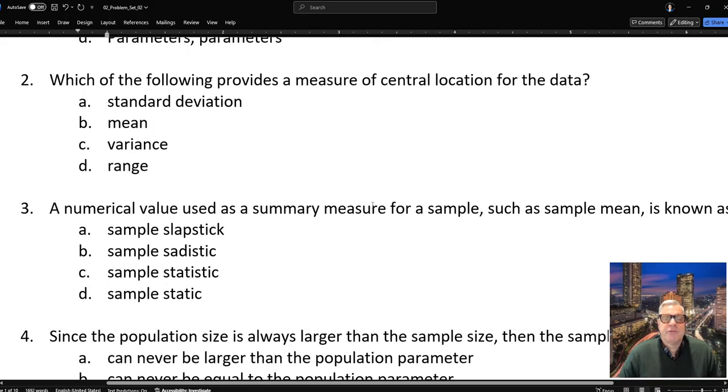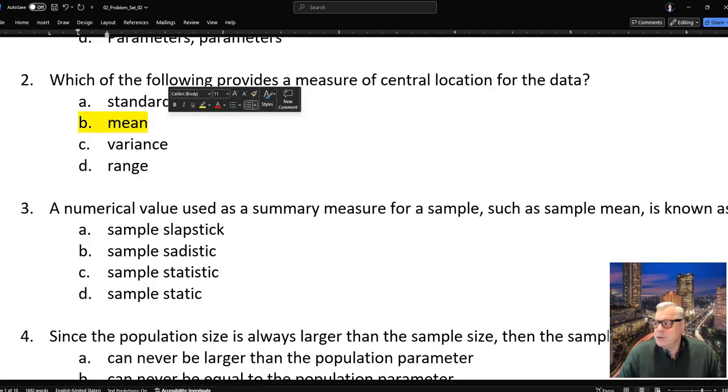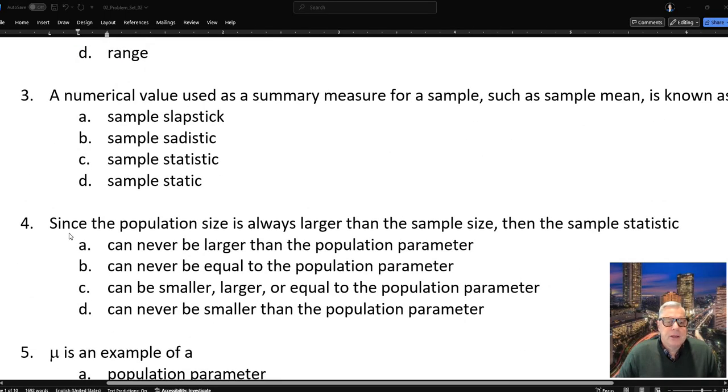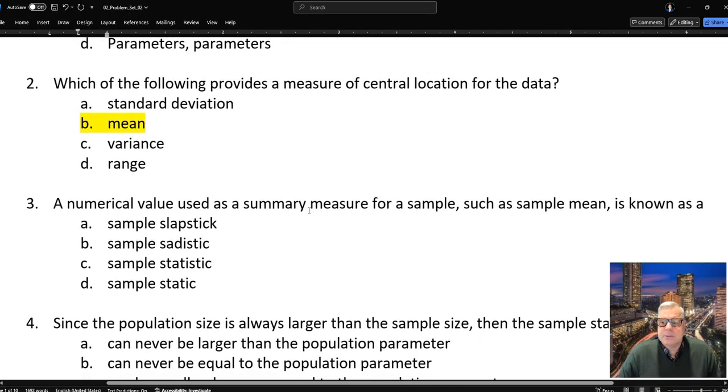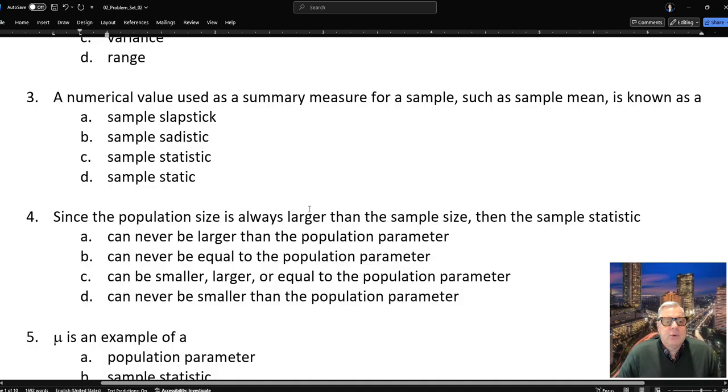So which of the following provides a measure of central location of the data? Standard deviation? No, that's dispersion. Mean? Yeah, that's correct. And variance and range are matters of dispersion too. A numerical value used as a summary measure for a sample, such as a sample mean, is... so for a sample, we deal with statistics, so it's a sample statistic.